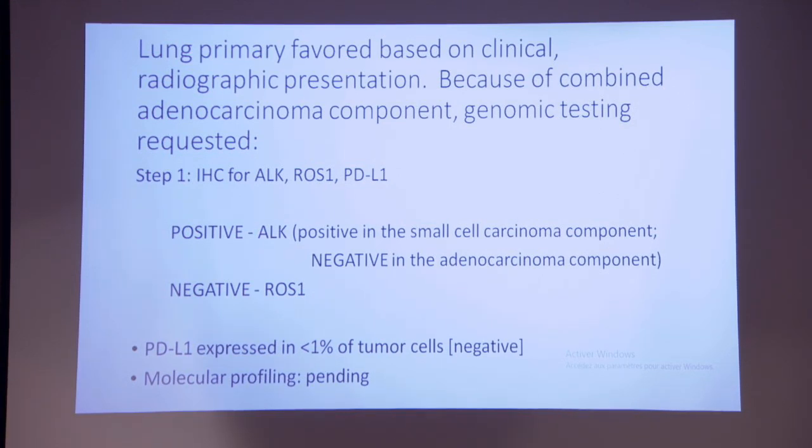So we had positive ALK IHC in the small cell component, although it looks like it was negative in the adenocarcinoma component, but this was very unexpected and led us to think that we should probably do some confirmatory molecular testing. ROS1 was negative, PDL1 was negative as well. At this point, molecular profiling was pending. So there's the ALK IHC result.